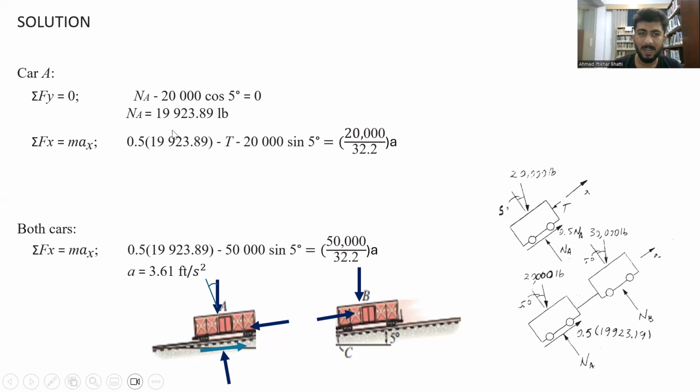So we can assume that this is our first equation. So we can put the value of A in this equation. So the equation becomes like this. So now we can find the tension, which is 5.98 kilopounds.